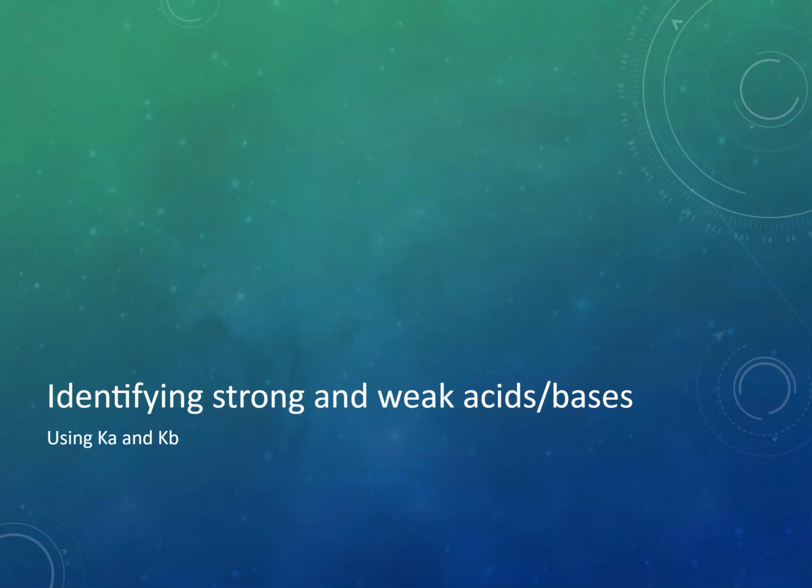Hi and welcome to this video where I'm going to be talking about how you identify strong and weak acids or bases as strong or weak acids and bases using what we call Ka and Kb, which are equilibrium constants, which makes sense since this is an equilibrium topic.